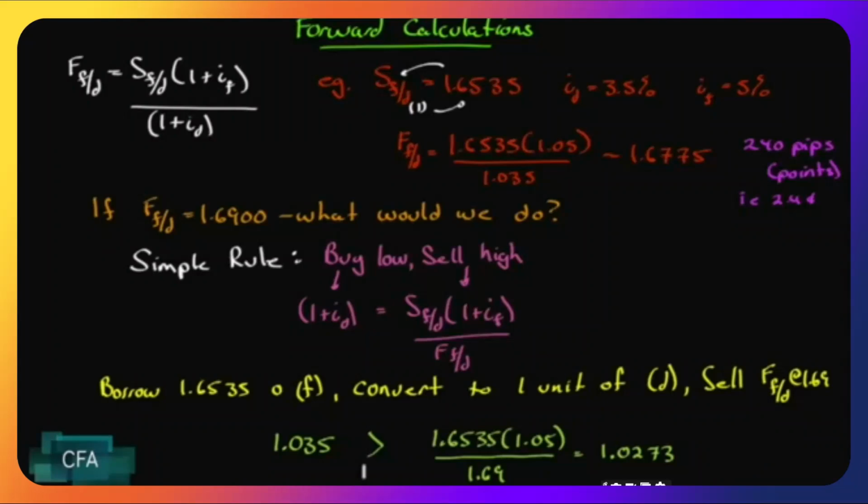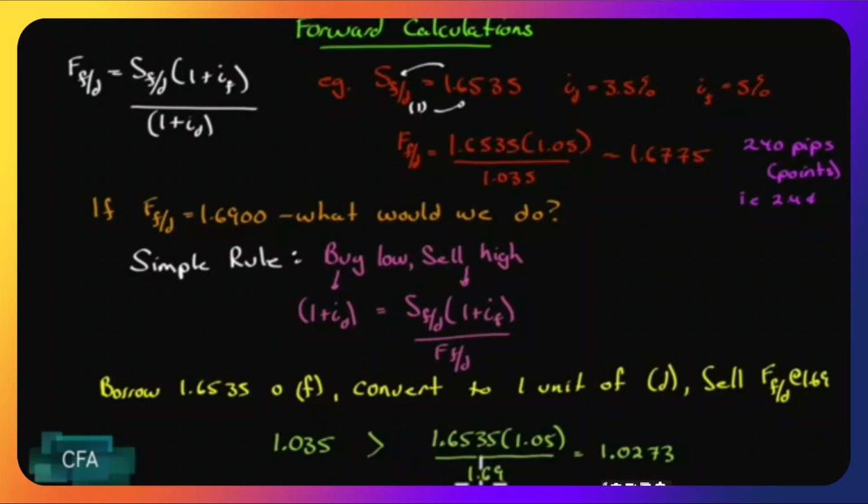So what's going to happen here is that people will be borrowing in the foreign currency and converting to the domestic currency. This activity, borrowing in the foreign currency, selling the foreign currency, and buying the domestic currency, will change the spot rate to the point where these two sides will equal each other. And the arbitrage will disappear.